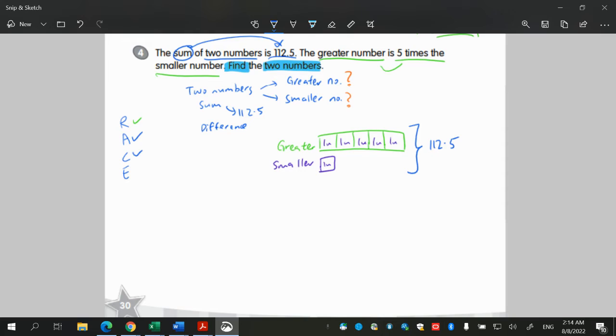With the information you've got, I'm going to start solving. I chose the unitary method. The greater number is 5 units, and the smaller number is 1 unit. So given the sum, that's 5 plus 1, that's 6 units. That's 112.5. That means I can find 1 unit, and 1 unit is 112.5 divided by 6. With the 1 unit, that's already the smaller number.